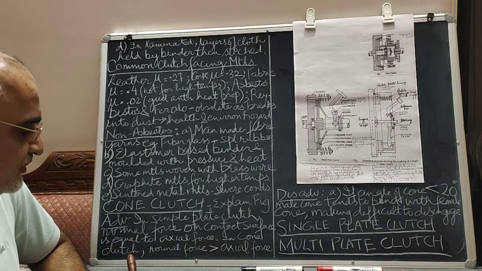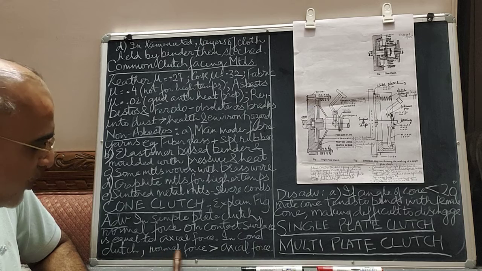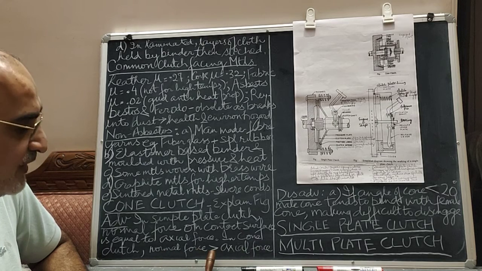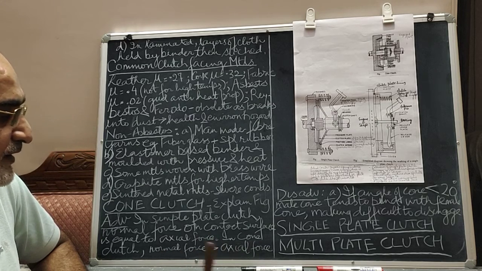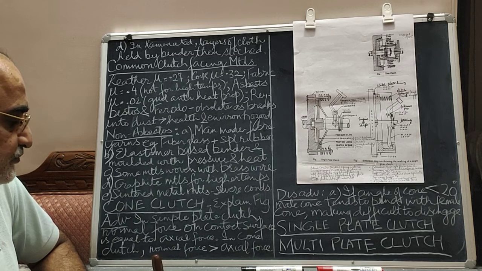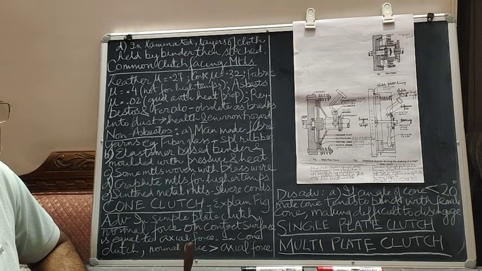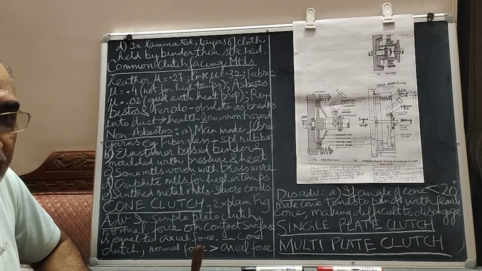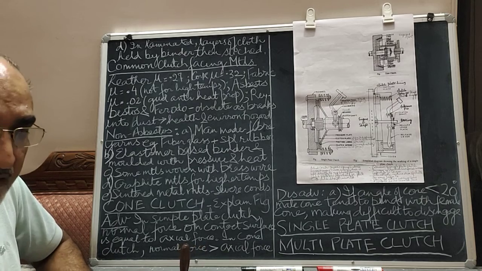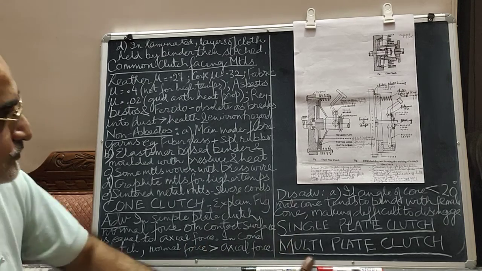In the cone clutch, the advantage is that the normal force is always greater than the axial force. So that will give a good clutch action, and the clutch will engage, which can withstand higher torques.